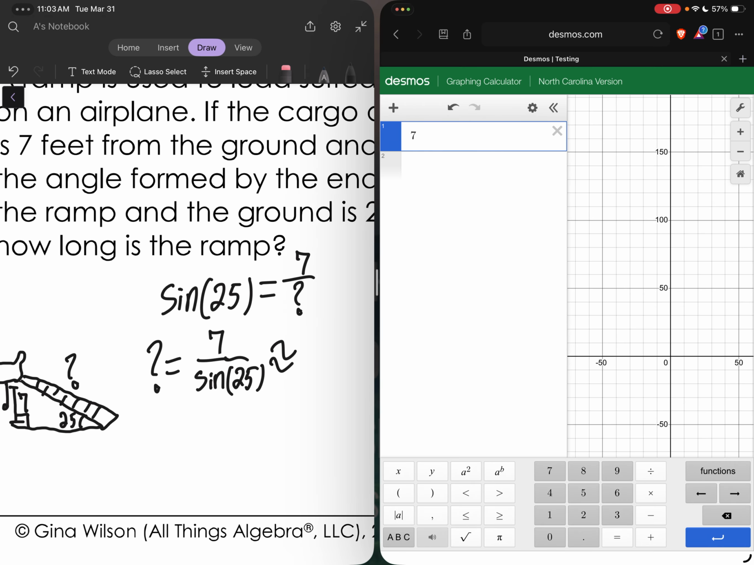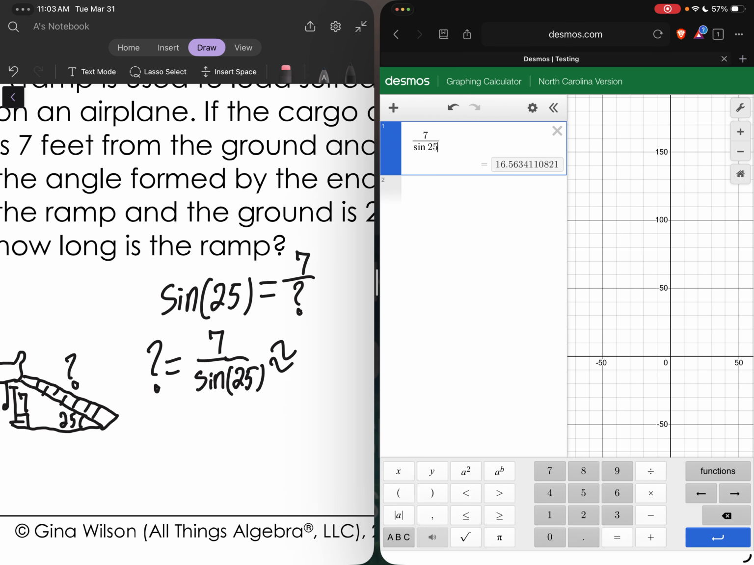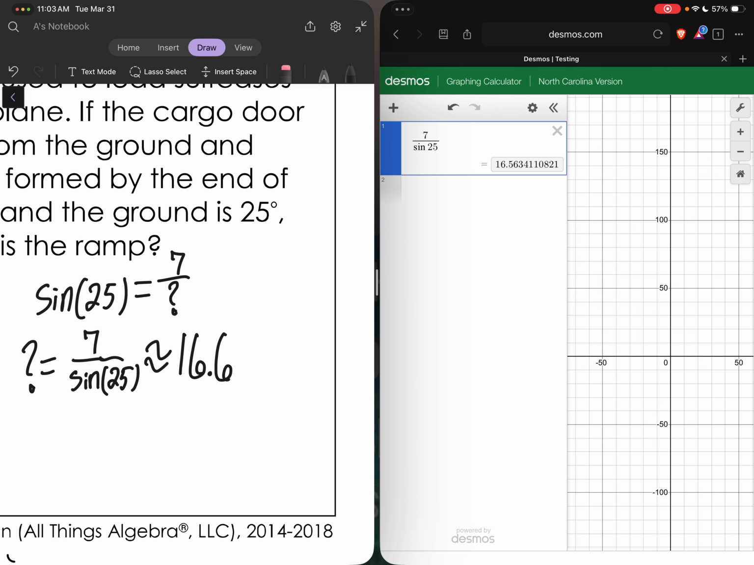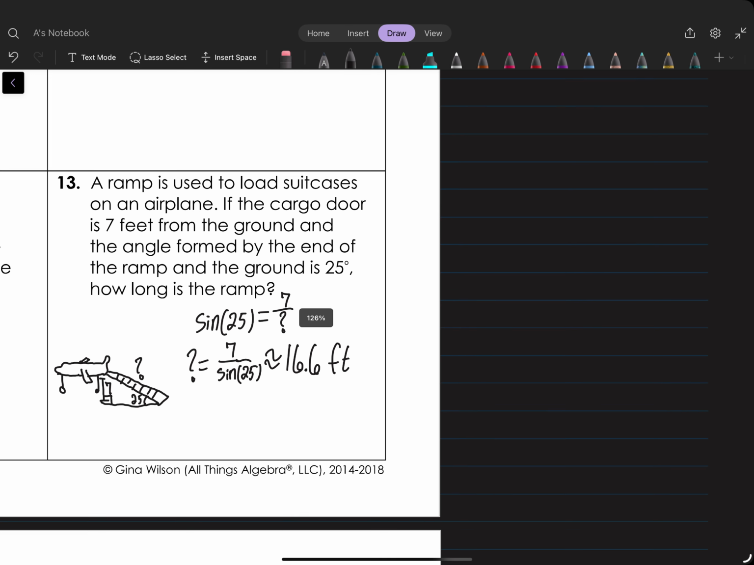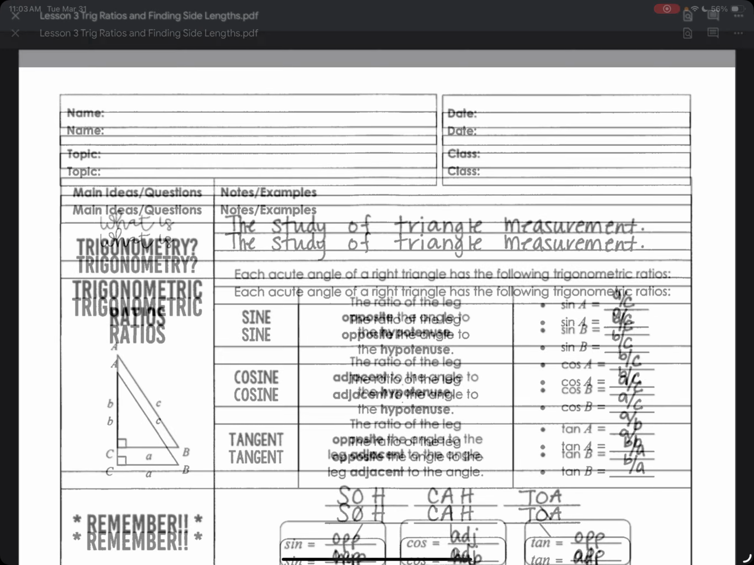Oh man, forgot to hit the divide. 16.6 feet. And finished. Try number 12. Here's your answers.